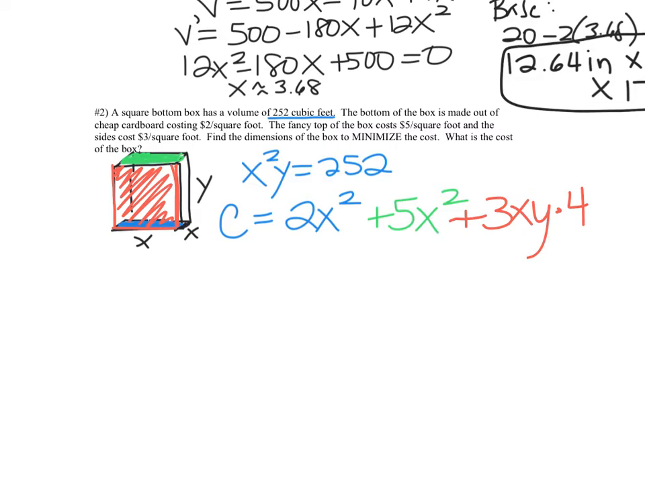So let's go ahead and clean this up. My cost would be 7x squared plus 12xy. Okay, and I have to minimize the cost. I'm going to need to take the derivative of c here, but it's in 2 variables, and I haven't used the volume formula yet. So let's go back up to volume and let's solve for y.